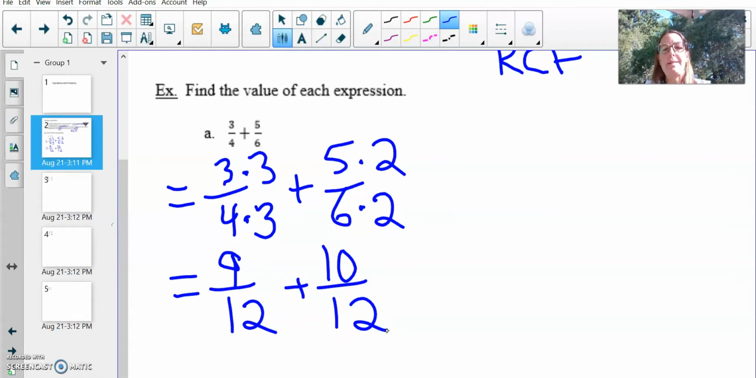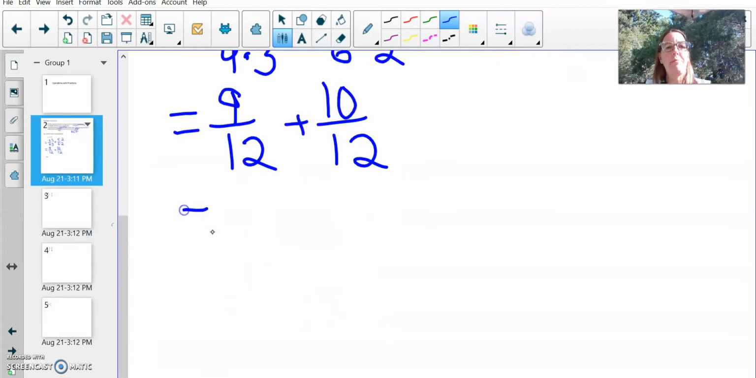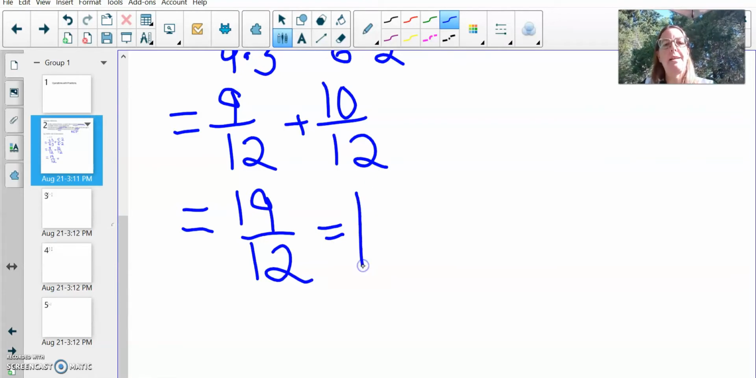Now that I have that common denominator, I go ahead and add the numerators together, so I get 19/12. That, of course, though, is an improper fraction, so I need to rewrite it as a mixed number. 12 goes into 19 one whole time, and I have 7/12 left over. So my final answer is 1 and 7/12.